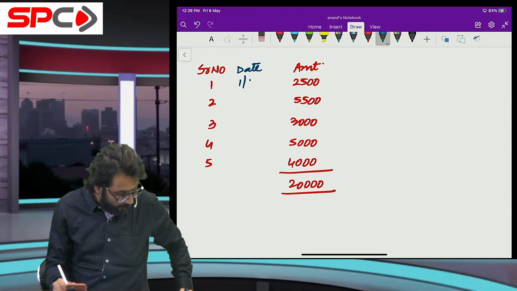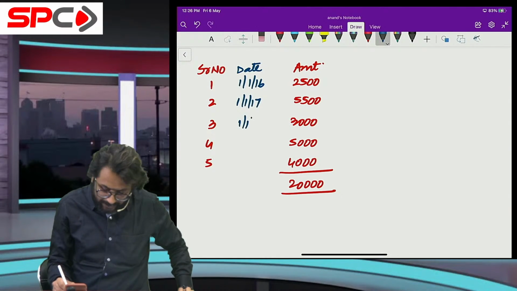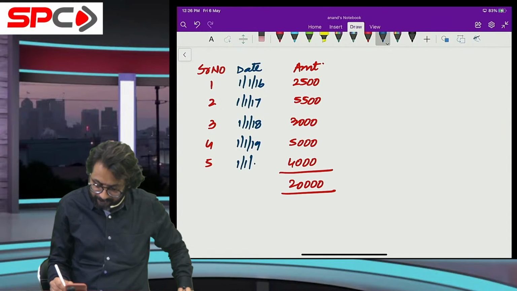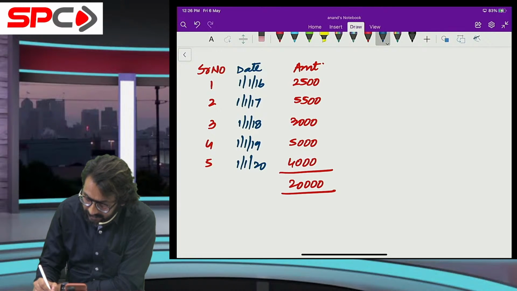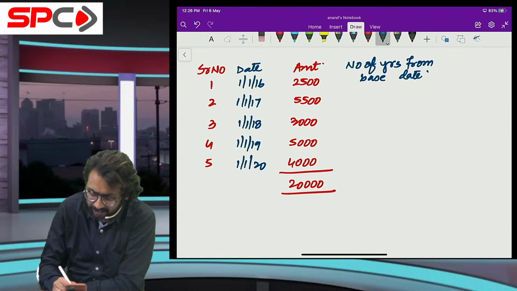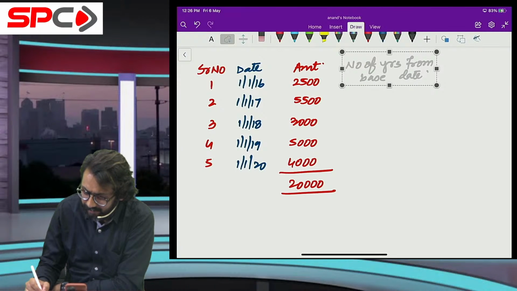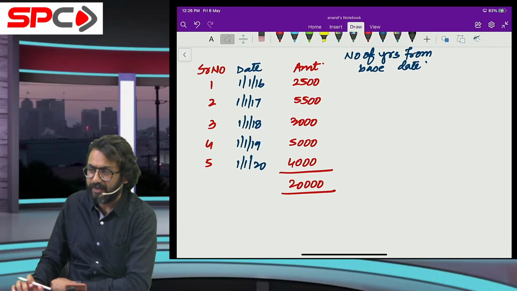1/1/16, 1/1/17, 1/1/18, 1/1/19, and 1/1/20. Happy? Now, boys and girls, what I do is, instead of number of days, I'll write down number of years from the base date. I've just changed my unit. Earlier I used to calculate in number of days. I could have calculated in number of months. Now I am calculating in number of years.